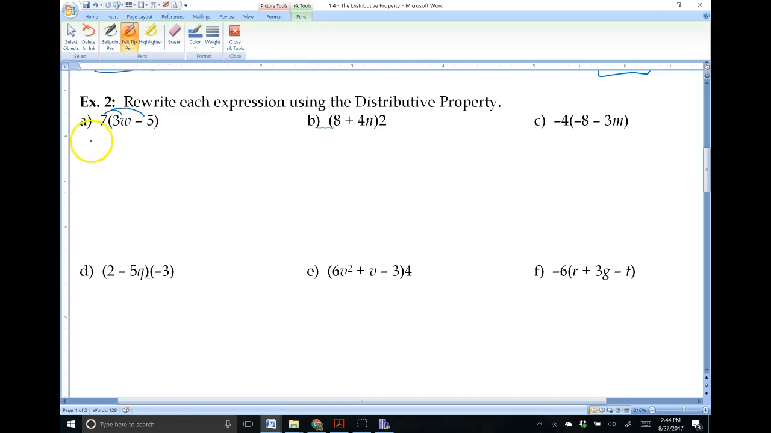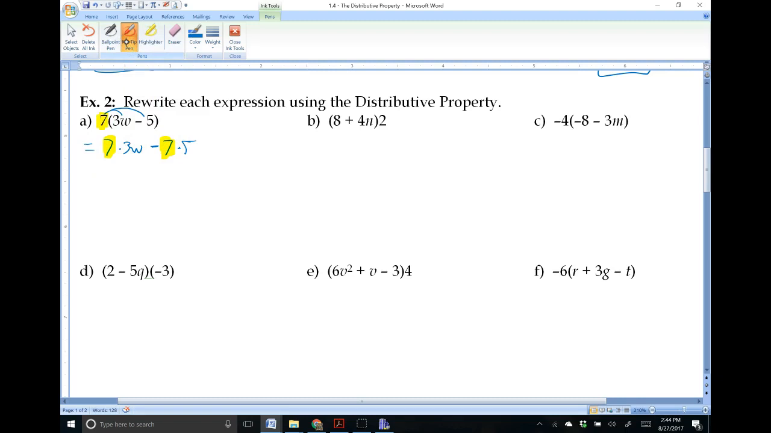So I'm going to write every single step here. I'm going to show the 7 that's being multiplied to 3w. And then this minus sign is still there, right? And then it's going to be 7 times 5, right? So I'm going to highlight the 7 to show you that we are multiplying it twice, and that minus sign is still there. All right, if it was plus 5, then we just put plus 7 times 5.